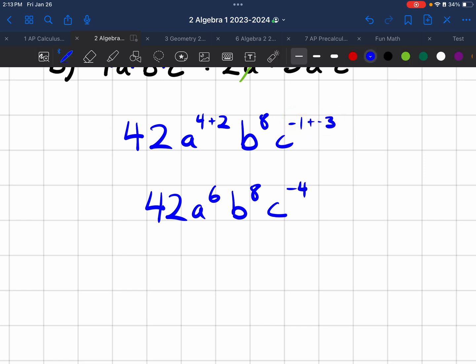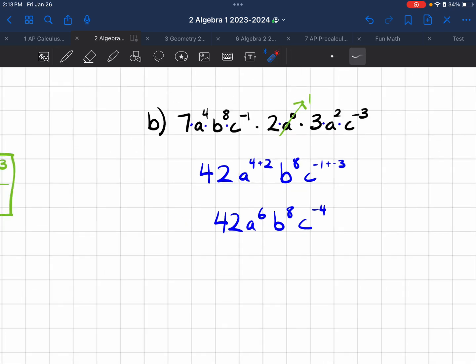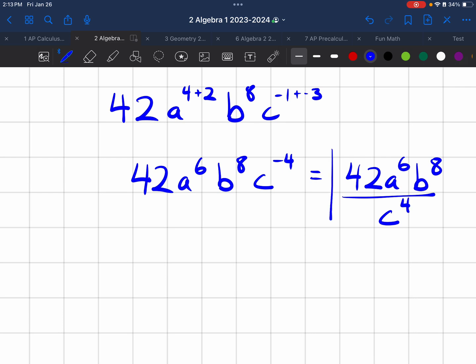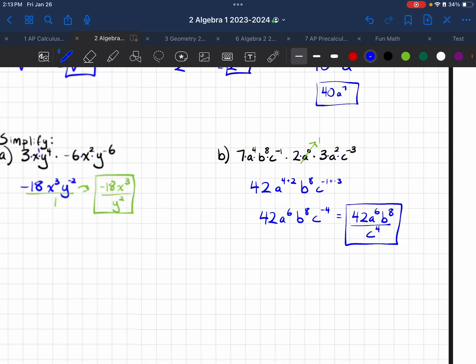Again, that is mathematically correct, but it's not in the form that I typically like. I generally will say all powers should be positive, so this c to the negative 4 is going to come down to the denominator, and that negative 4 will become a positive 4. So this final answer here will be 42, a to the power of 6, b to the power of 8, all divided by c, not to the negative 4 anymore, but a positive 4 for my final answer, which I will then box.